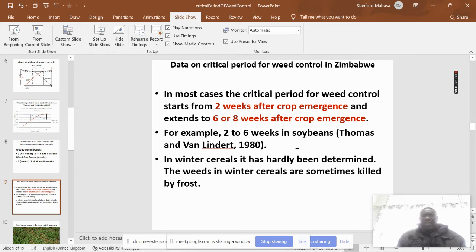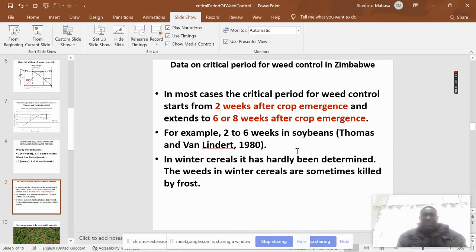Now, data on the critical period for weed control in Zimbabwe suggests that in most cases, the critical period for weed control starts from 2 weeks after crop emergence and extends to 6 or 8 weeks after crop emergence. So this is looking at various crops which we can grow in this country. The critical period for weed control can stretch from 2 weeks, probably up to 6 or 8 weeks.